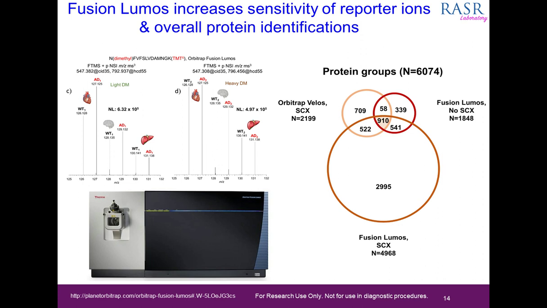We've taken this data and we've run the samples on different instrumental platforms as we had access to better technology. So we started on an Orbitrap Velos instrument, and you can see we identified about 2,200 proteins. We then moved to a Fusion Lumos instrument, and we did this experiment without any SCX fractionation, and incorporating SCX fractionation, and you can see with the Lumos we get about 5,000 proteins identified across the tissues. And then here you can see how these proteins overlap across the different platforms that we've used.